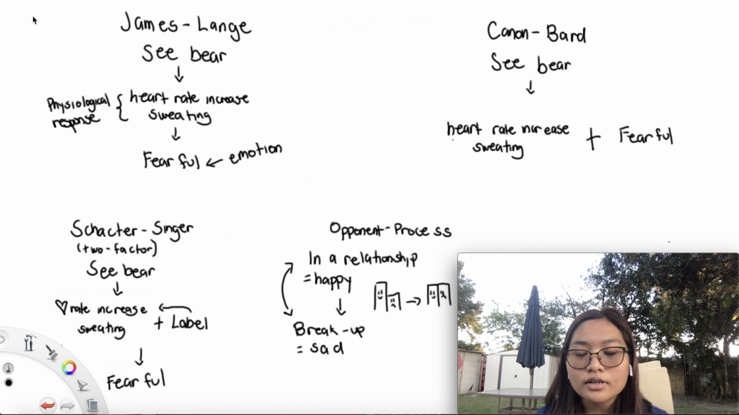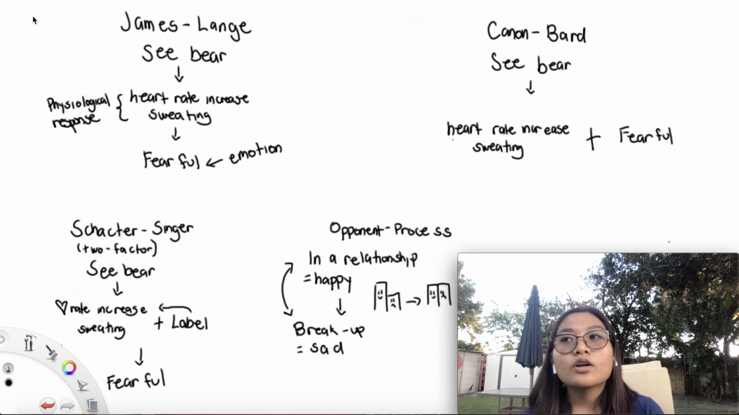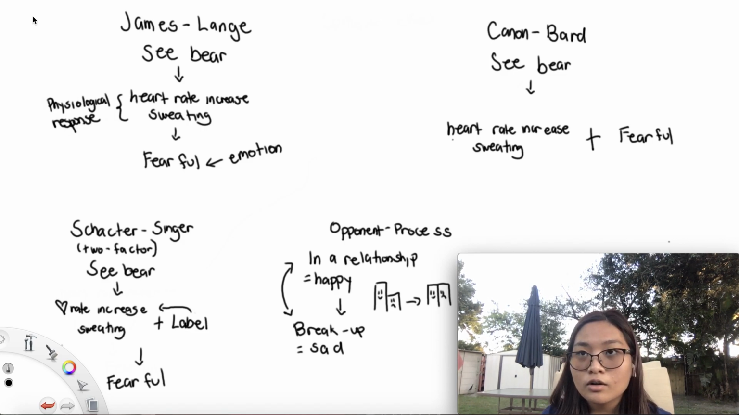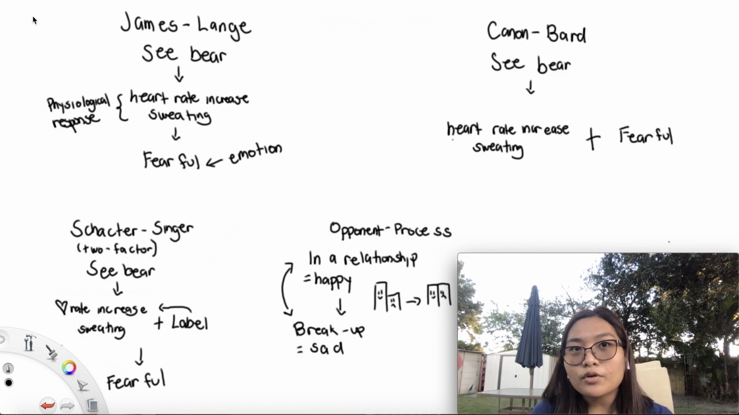The opponent process theory is producing the opposite of the emotion that you're currently feeling in order for your body to equal them out. The spillover effect is when your emotion from one event goes onto another.